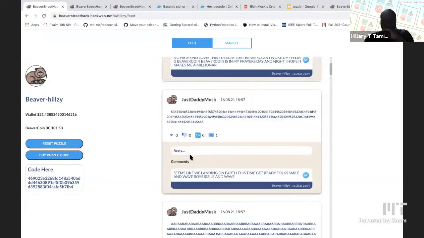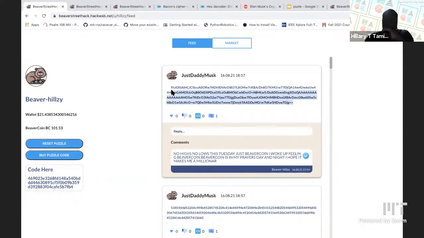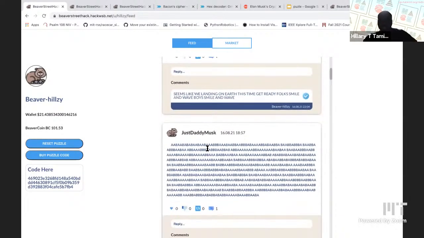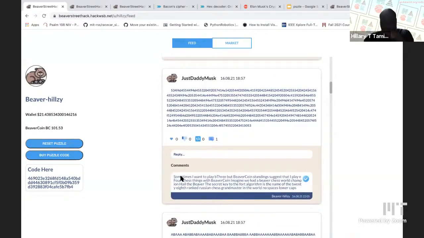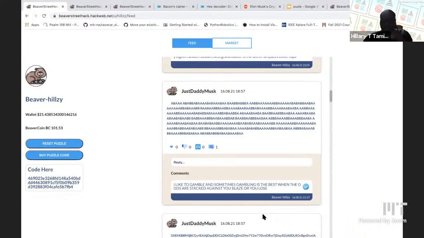And one of the clues for solving this third encryption type was about a chess grandmaster named Daniil Dubov. Essentially, the tweet said something like, sometimes I want to play b3, but Beaver coin standing suggests that I play e4, chess things. Beaver coin, imagine chess things with Beaver coin. Imagine we had a Beaver chess world champion, hail the Beaver. The secret key to the 4th algorithm is the name of the 28th ranked chess master in the world, spaces, lower caps, right? That's one thing.